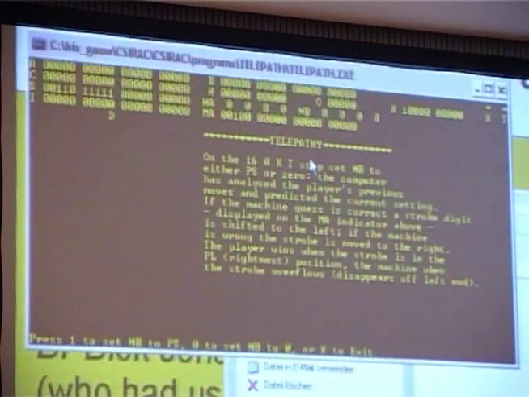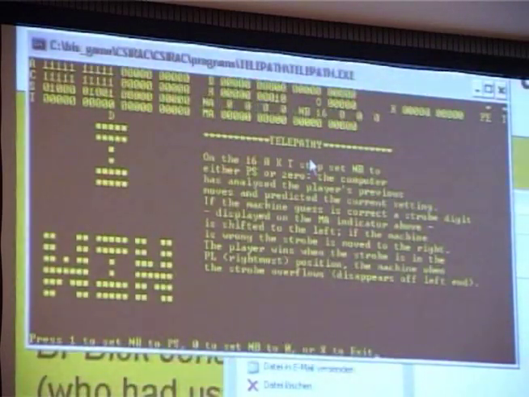Left, right. All right. Okay, left, right. Okay, and now he won. So somehow it's a simple and funny game, but it still makes some fun.